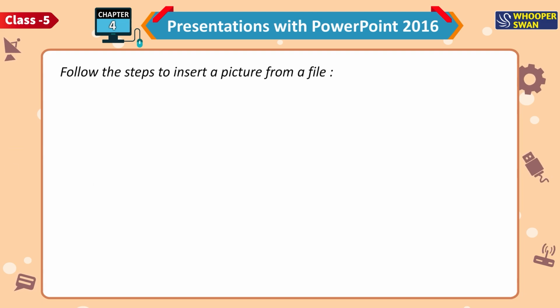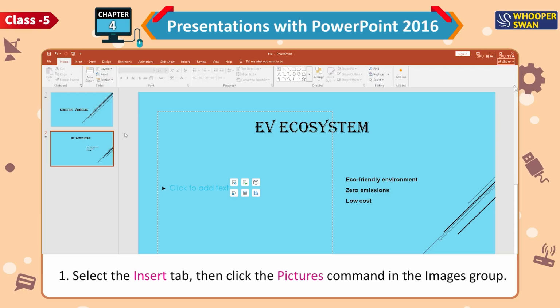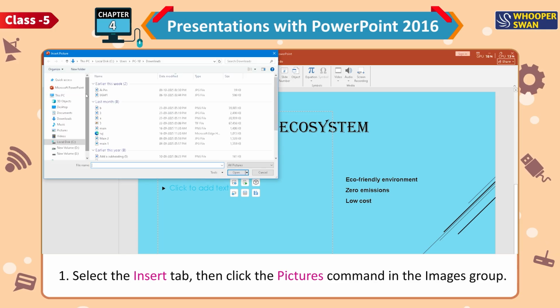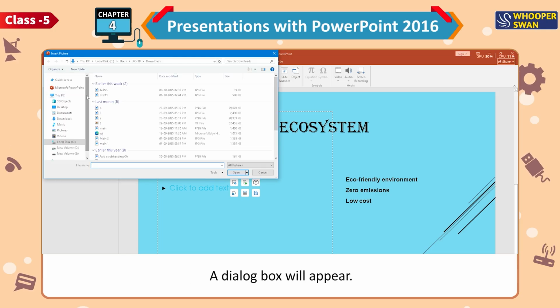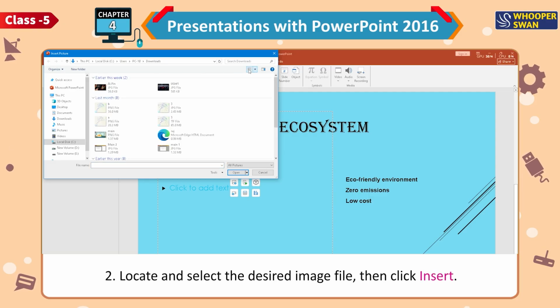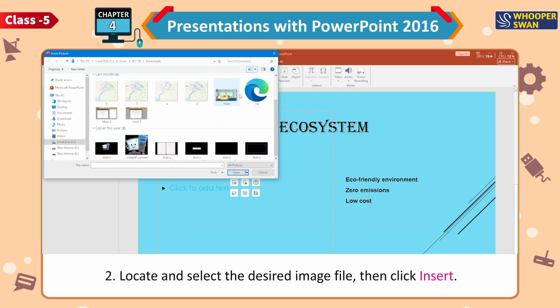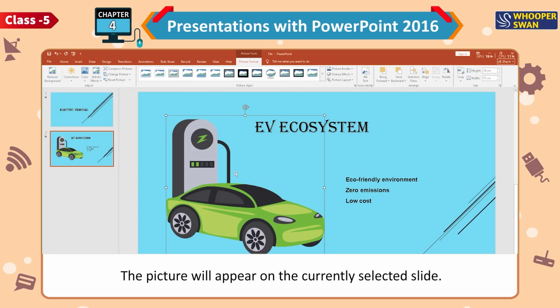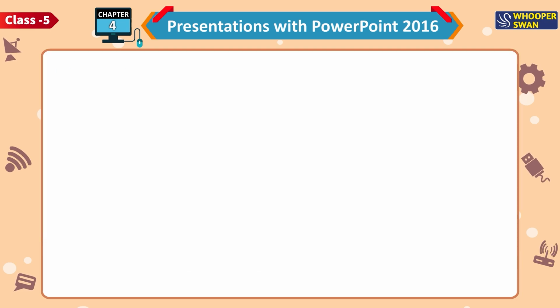Follow the steps to insert a picture from a file. Step 1. Select the Insert tab, then click the Pictures command in the Images group. A dialog box will appear. Step 2. Locate and select the desired image file, then click Insert. The picture will appear on the currently selected slide.